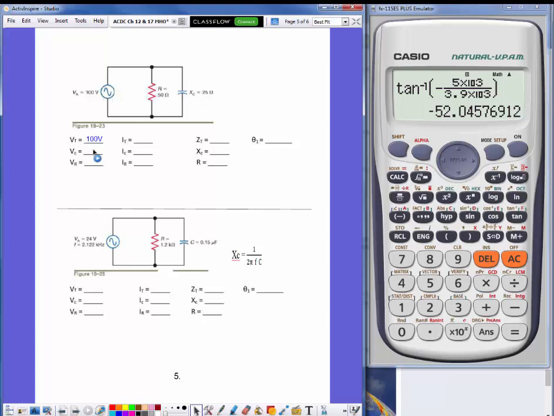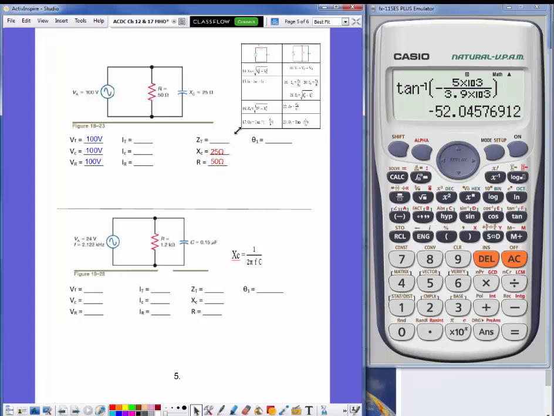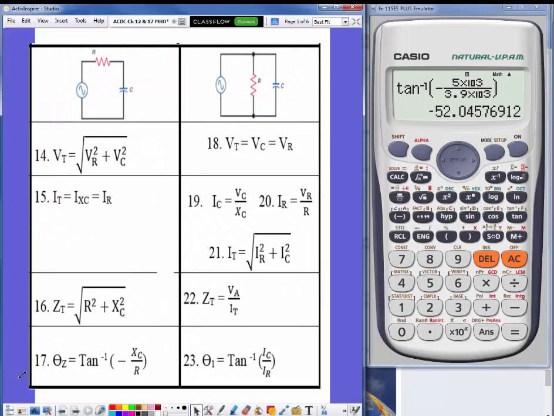So we know that we have 100 volts, and guess what? Voltage stays the same in parallel, so we got all of our voltages. We have our resistance, and we have our capacitive reactance. So when we get to this point right here, we have to be very careful, because the temptation is to go ahead and find impedance because you have these two numbers.